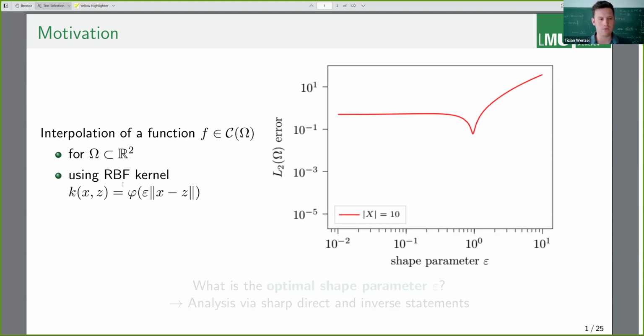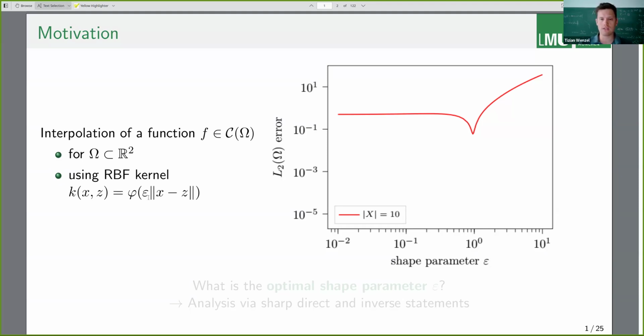For kernel interpolation, we are especially interested in radial basis functions, for example the exponential kernel or the Laplace kernel. These radial basis function kernels have a shape parameter epsilon, which steers the width. Depending on the shape parameter, we see the plot on the right-hand side. On the x-axis, you see the shape parameter, which I varied over some orders of magnitude. On the y-axis, we can see the error of interpolation. Here we measure the L2 error.